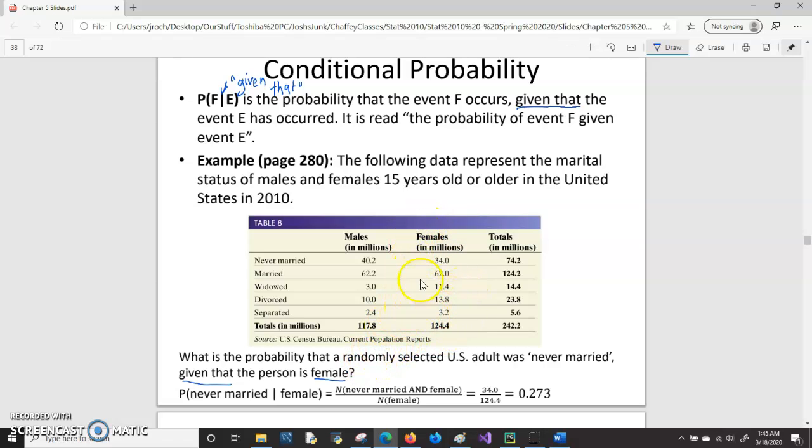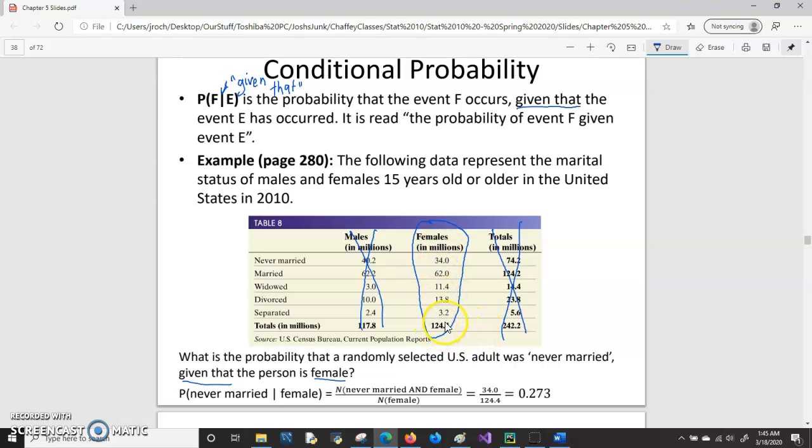So when calculating this, I always look for the given part. The given part is the person is female, and that's the part of the table that you'll focus on. I'm only going to use this column that's describing the female population in the U.S., and I'm not going to need any information about the male population or the totals, so I can just ignore the rest of the table.